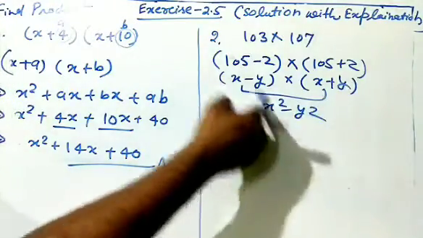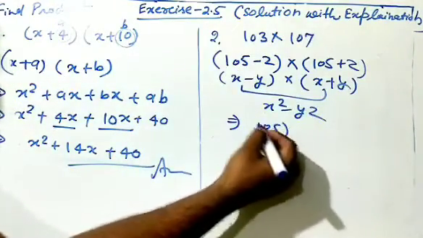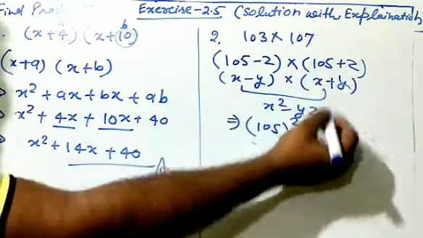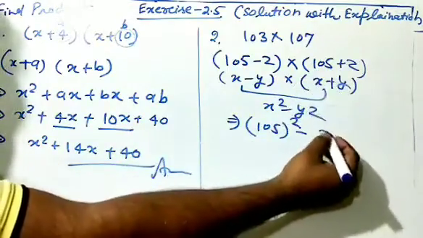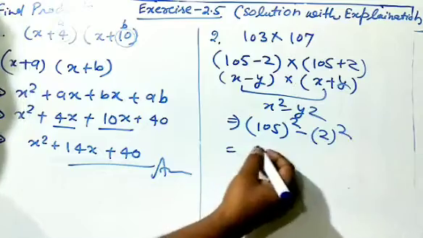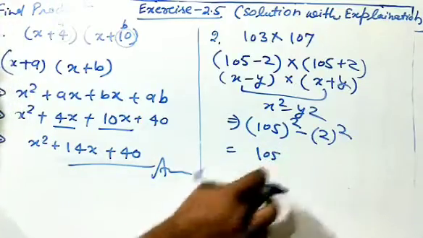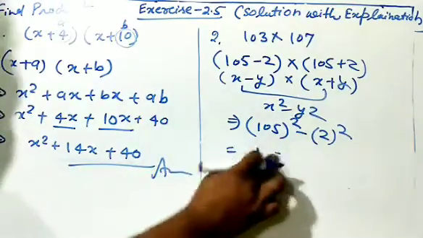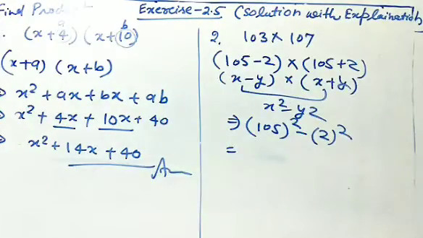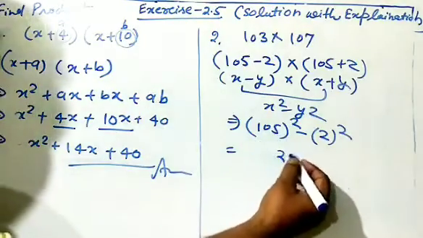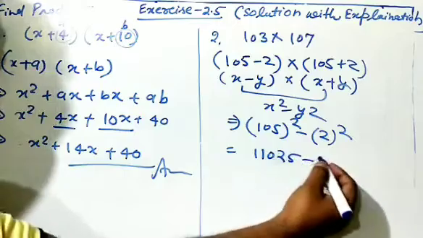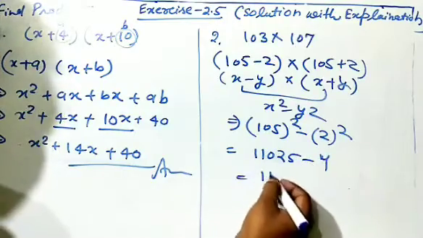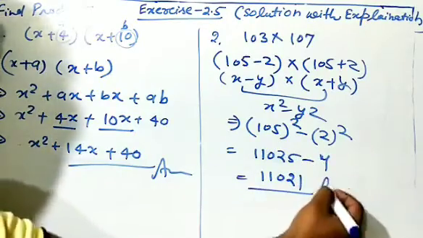So what is the value of x? 105. 105 square minus y square, where y is 2, so 2 square. So it is 105 square. How to find out the square? This will be 11025, minus 4, so it is 11021. You get the answer.